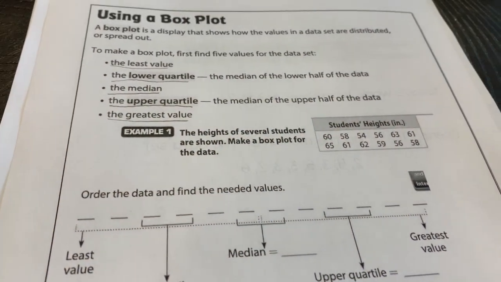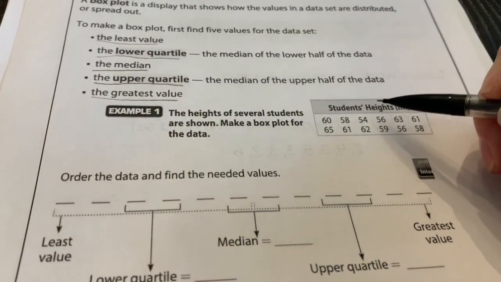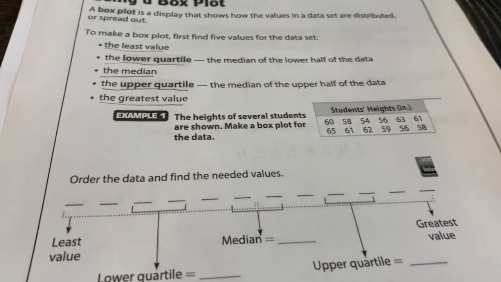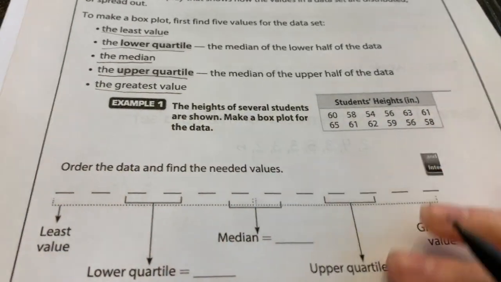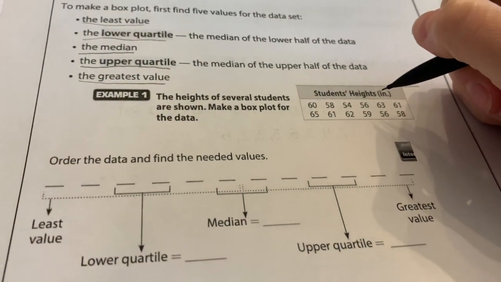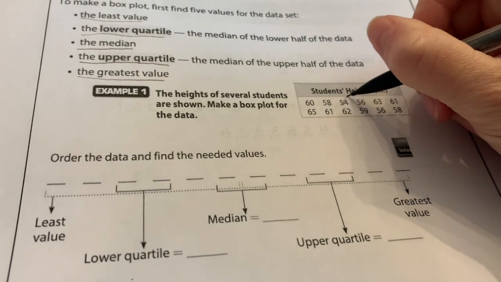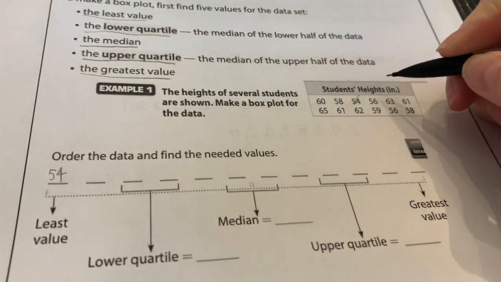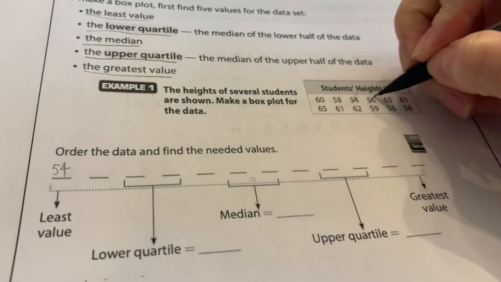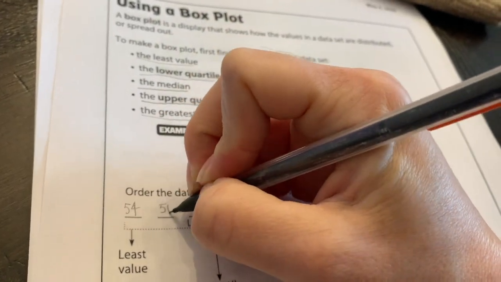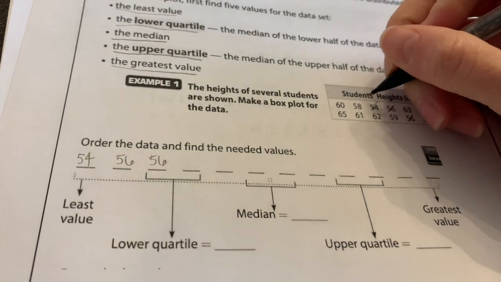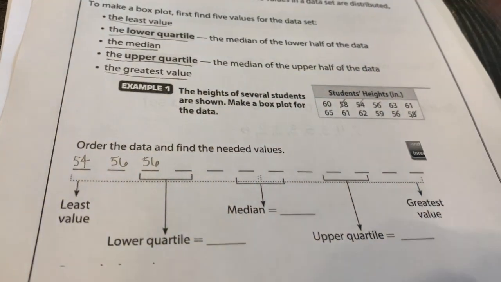It kind of sounds crazy right now, so let's just do it together and I'll show you how this works. Our data is the heights of several students, and we're going to make a box plot. The first thing you do is you put it in order from least to greatest. So my smallest value here is 54. Then after that I have 56 2 times. Remember, if you have the same value, you have to still list it. And then 58 2 times as well.